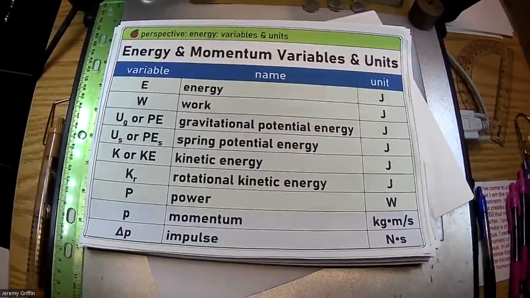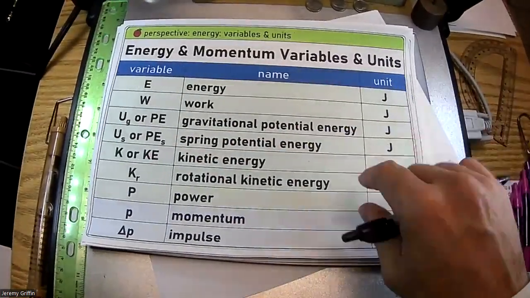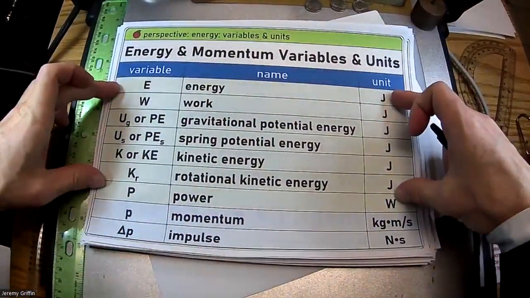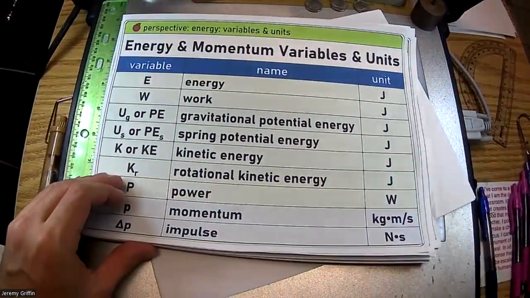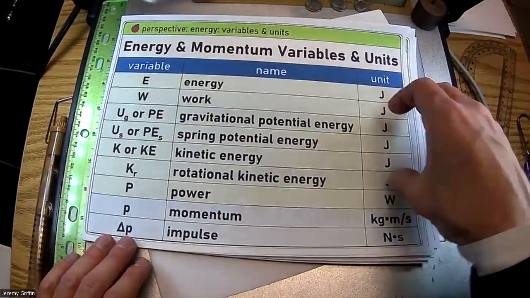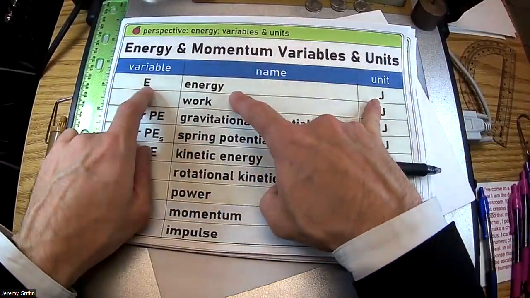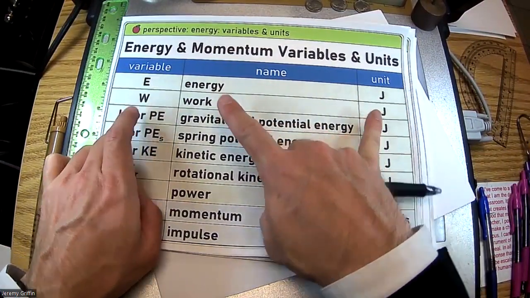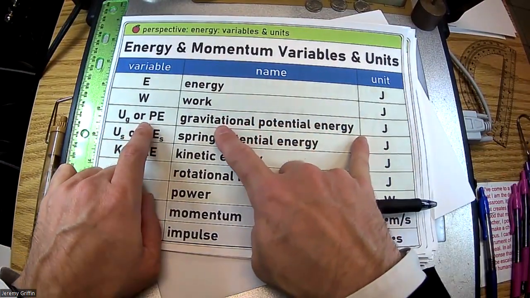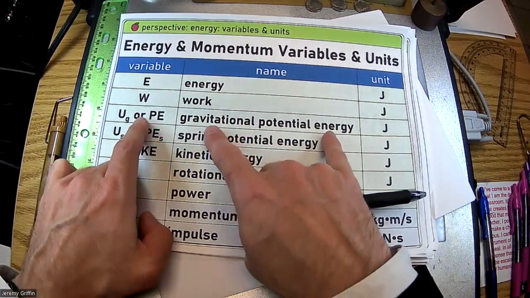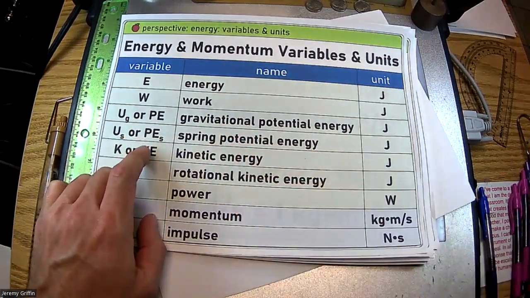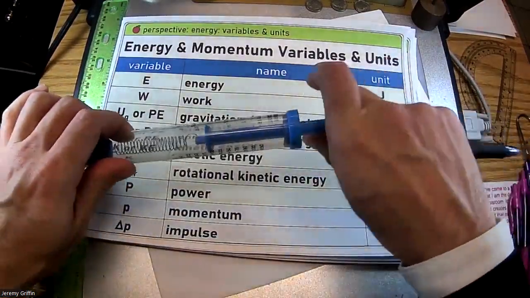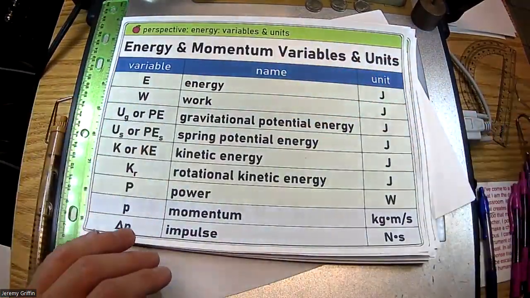So maybe beginning here: energy and momentum. I've got some green boxes and a couple of blue boxes down at the bottom. All the green boxes are energy related. So energy is measured in joules. Work is a transfer of energy, so also measured in joules. There is potential energy, gravitational, or stored in a spring. So you stretch a spring, it takes some work to stretch it, and there's some energy stored in it.